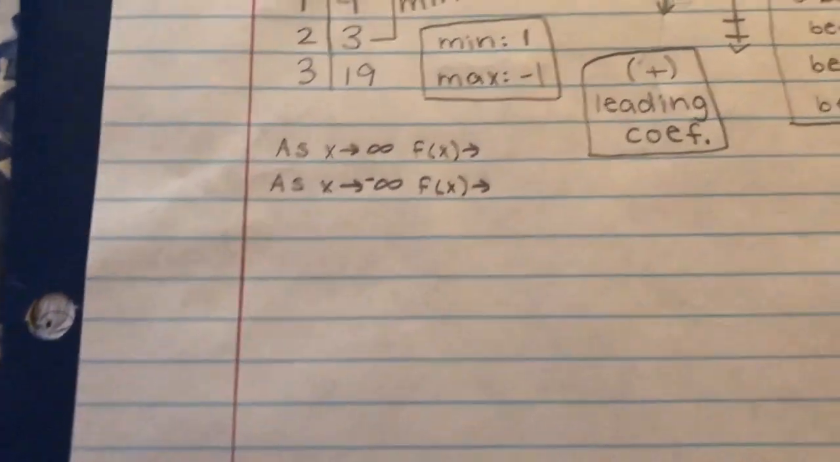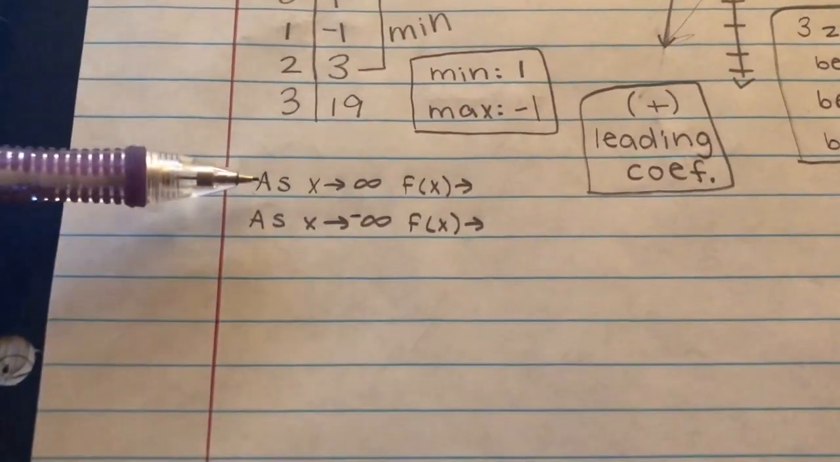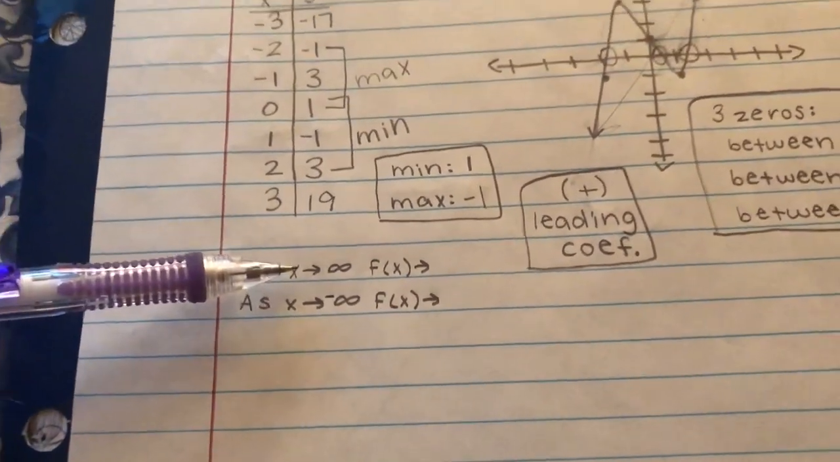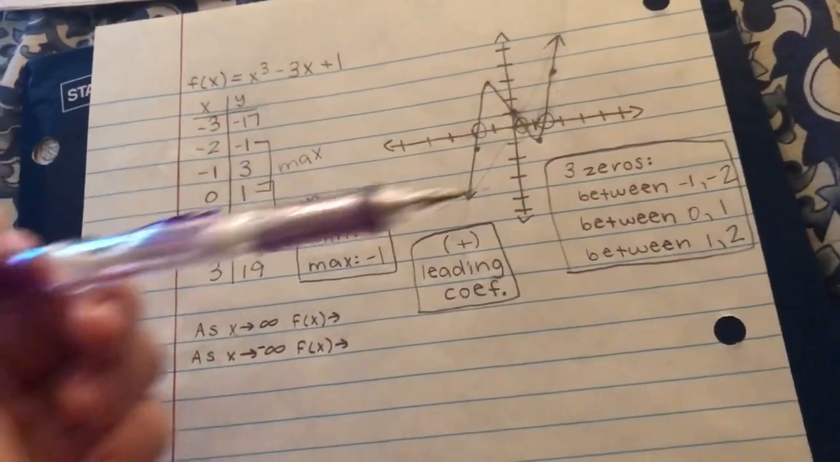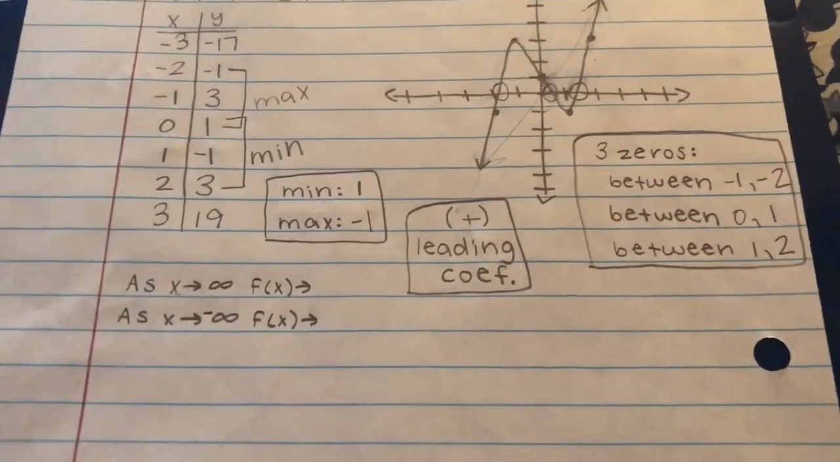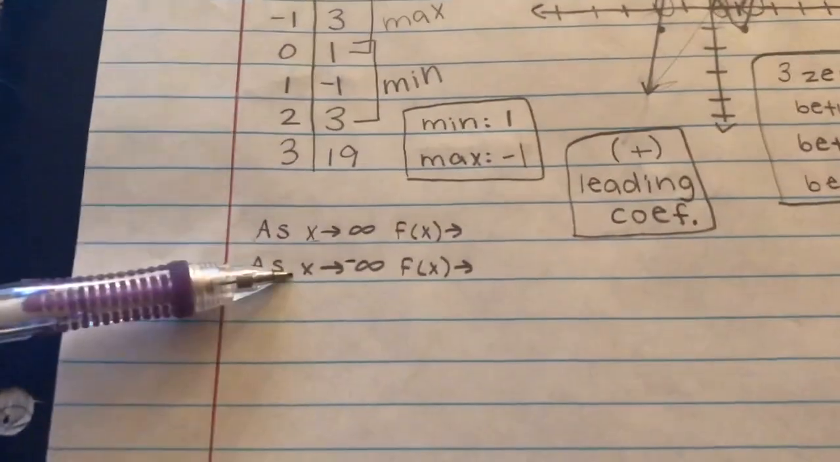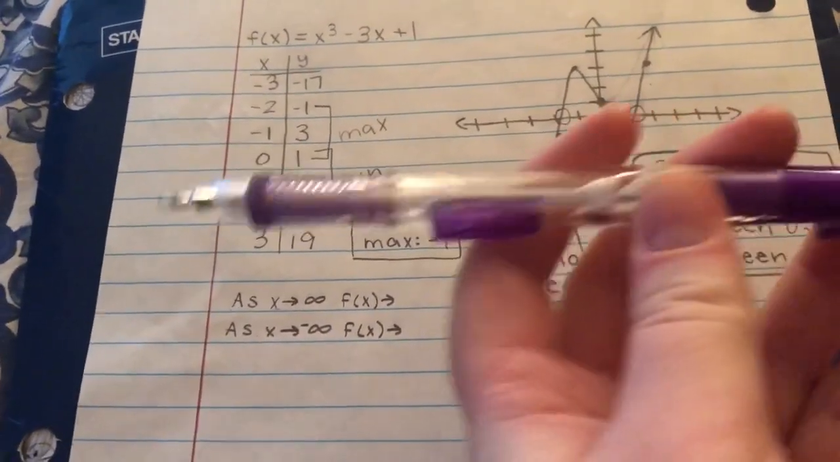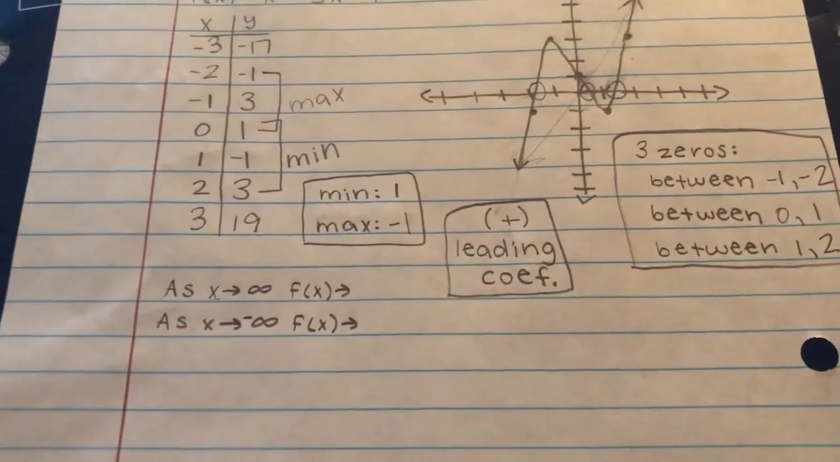So now we have come to our final step, and that is determining the long-term behavior. When determining long-term behavior, we always start off with this setup. So this just means that as x goes positively this way, we have to determine what way the y will go. And then the opposite is for this. As x goes infinitely negative, we have to determine which way the y value will go.